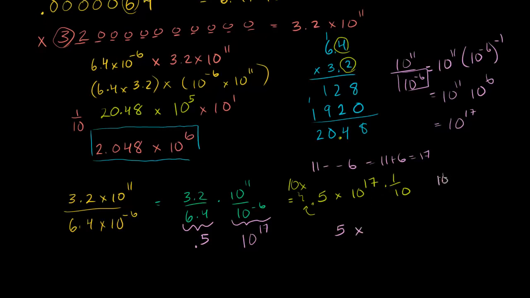That's the same thing as 10 to the 17th times 10 to the minus 1, right? That's 10 to the minus 1. So it's equal to 10 to the 16th power, which is the answer when you divide these two guys right there.